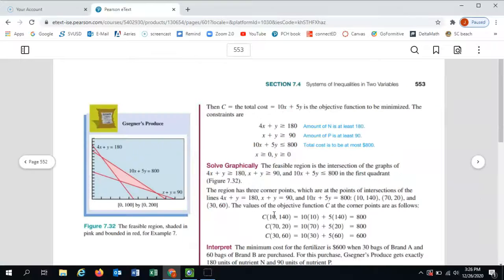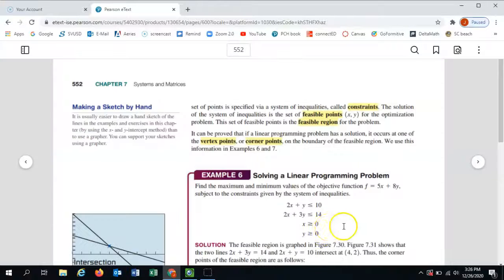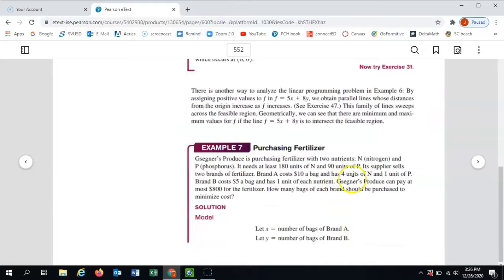So for brand A bags, it's 4 nitrogens to 1 phosphorus, whereas the brand B bags, which is going to be our Y variable, you're looking at 1 of each, right? So if I get some amount of X, which is brand A, plus some amount of Y, which is brand B. But look at the relationship of nitrogen from brand A to brand B. There's a 4 to 1 ratio there.